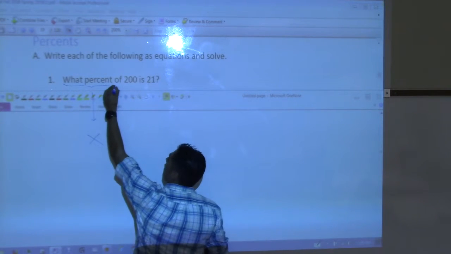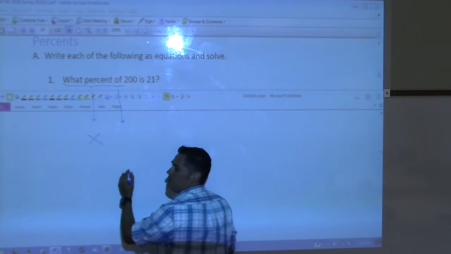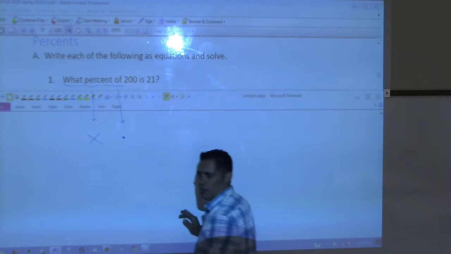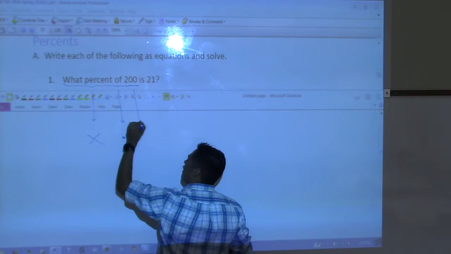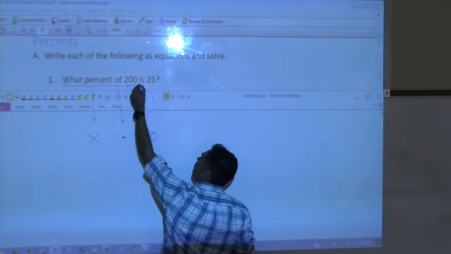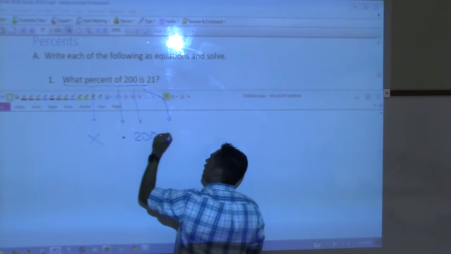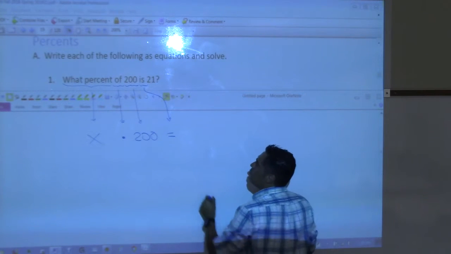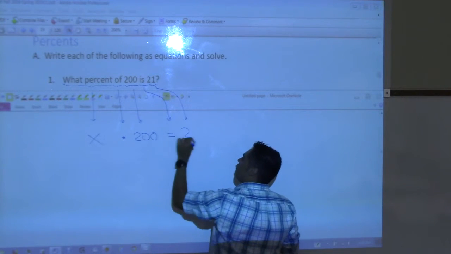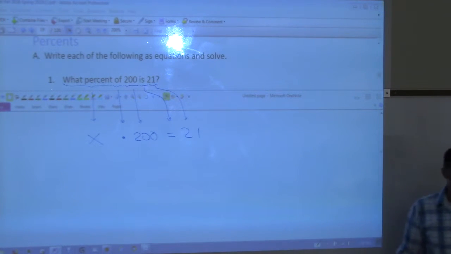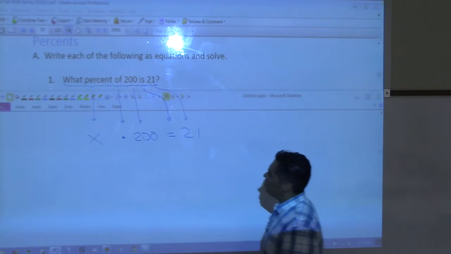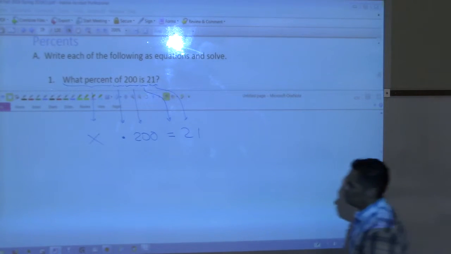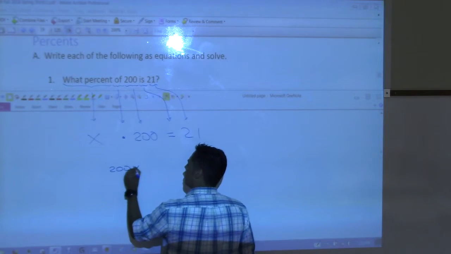And then we see the word of. Anytime we see the word of, we are going to convert that to multiplication. Of course, 200 is just the number 200. And then what do you think the word is? Your equal sign. And then 21 is 21. So do you see how that converts directly over to an equation? What percent of 200 is 21? So this is a linear equation. Let's solve for x. This is the same as 200x equals 21.